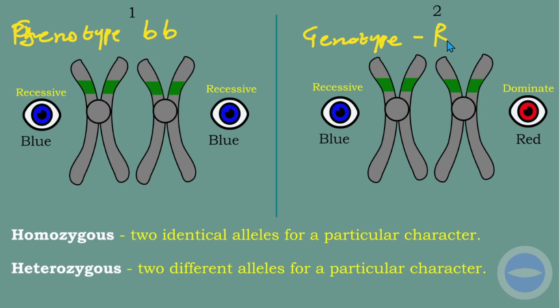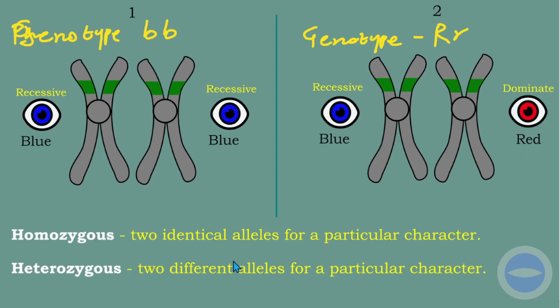We will write red, and then blue we will write small letter r to show that blue is recessive to red. Blue is not going to be shown, we will show red. And then for this one it's heterozygous. Heterozygous is two different alleles for a particular character. So this one are two different alleles, it's for blue and then red.